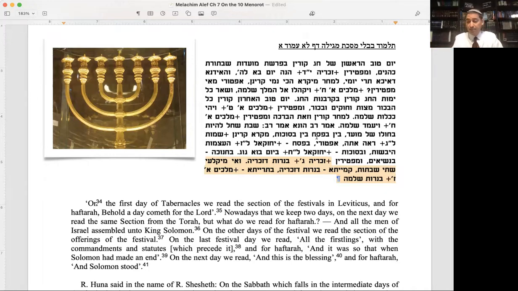I gave it maybe 10 years ago, 11 years ago, something like that. So just for consideration, those Zechariah and Melachim Alef.